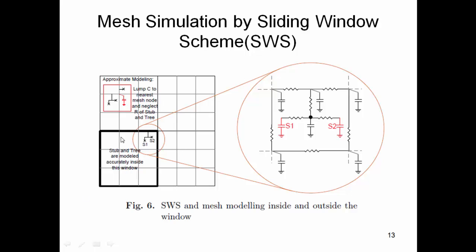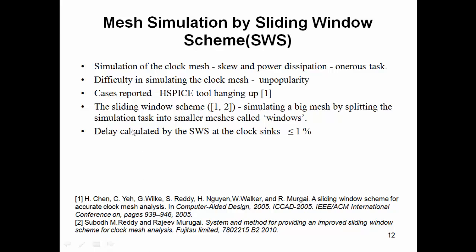And then during that simulation we find out the clock latency to all the sinks in this window, and then we move this window up. That's why it's called the sliding window scheme, in which you do an accurate modeling inside this window, and an approximate modeling outside, in the other 3 windows. Research has shown that the delay calculated by the sliding window scheme at the clock sinks has only a 1% difference when compared to the golden simulation, where the entire mesh is accurately modeled.